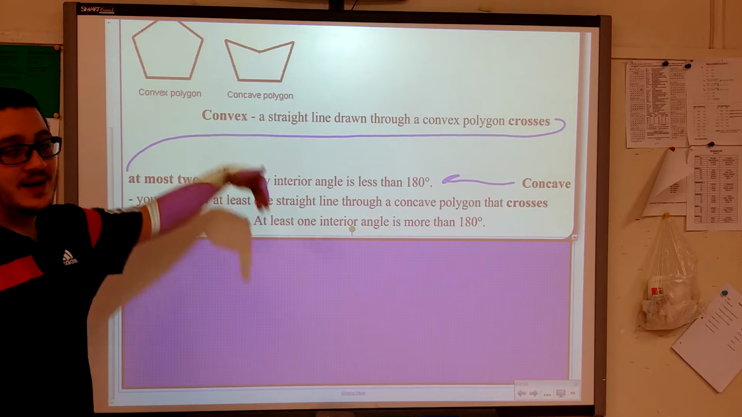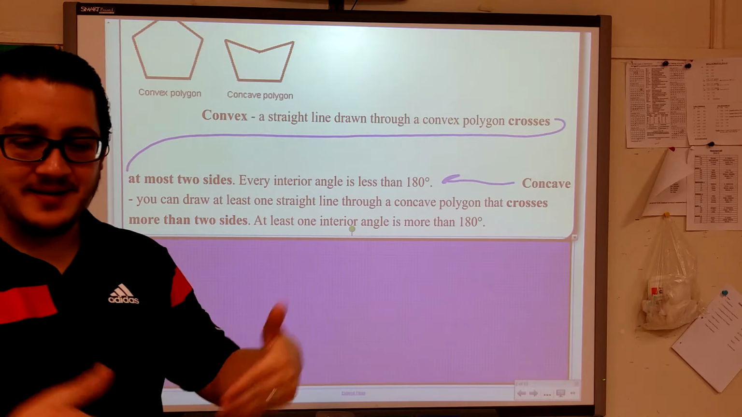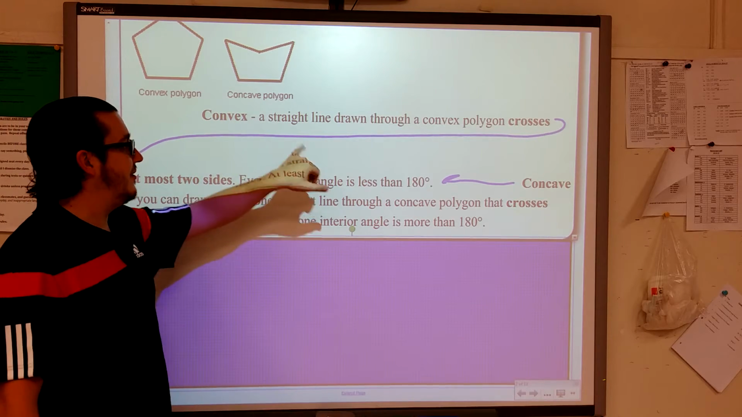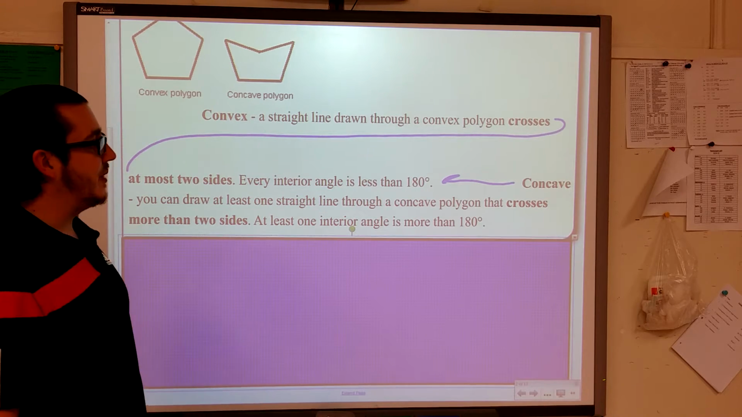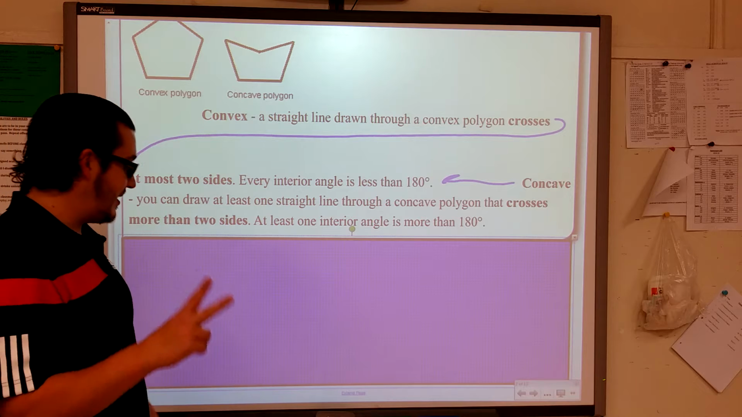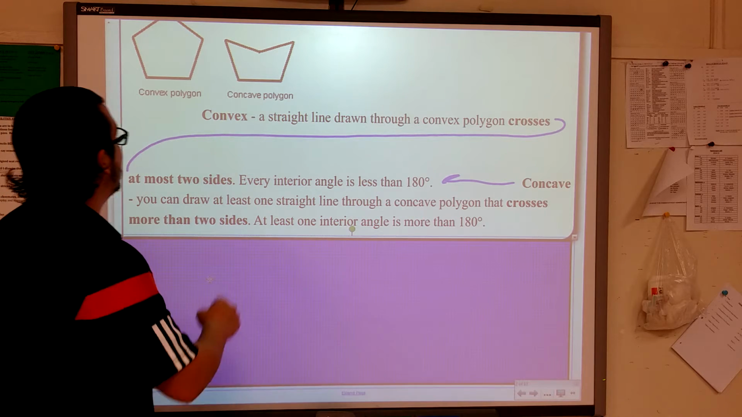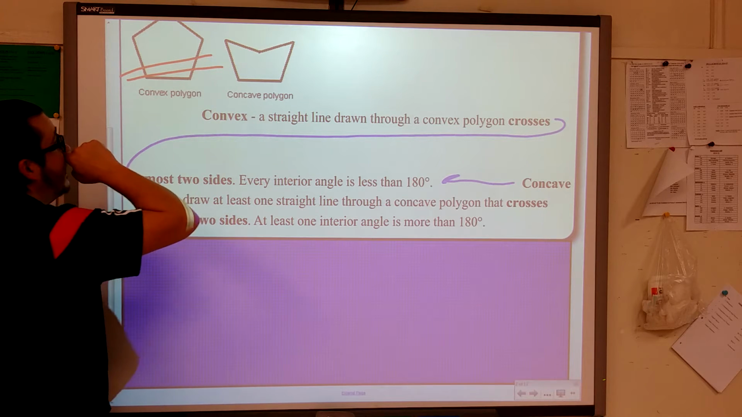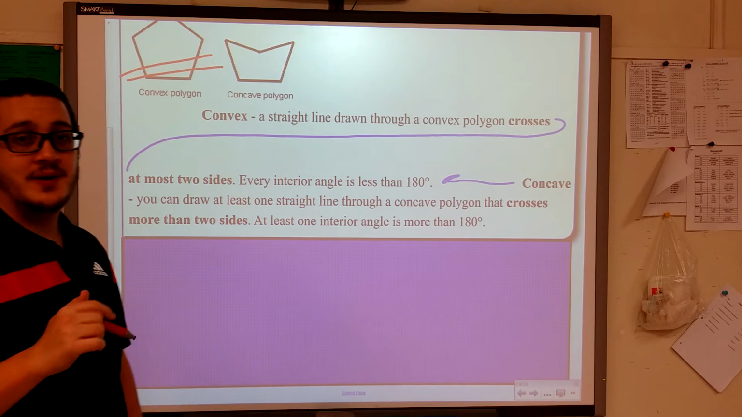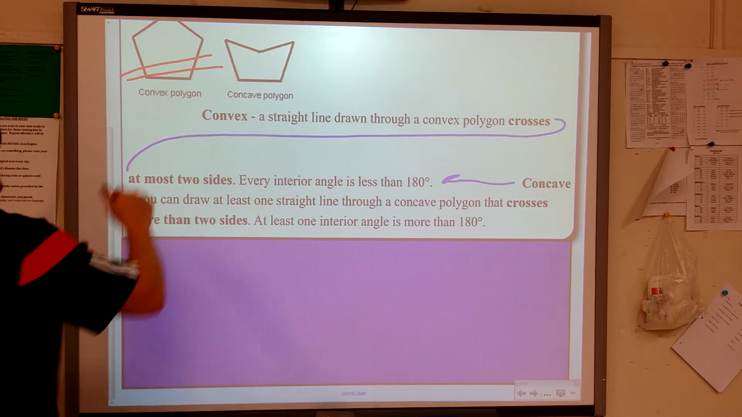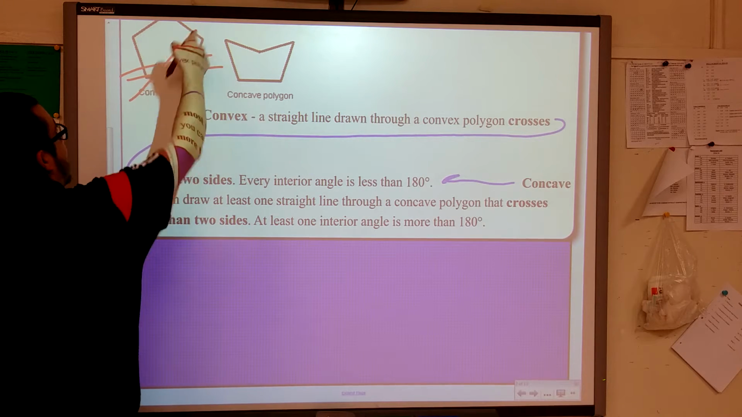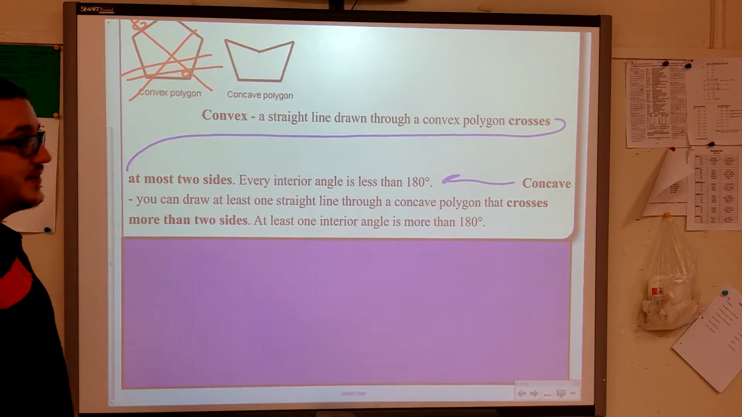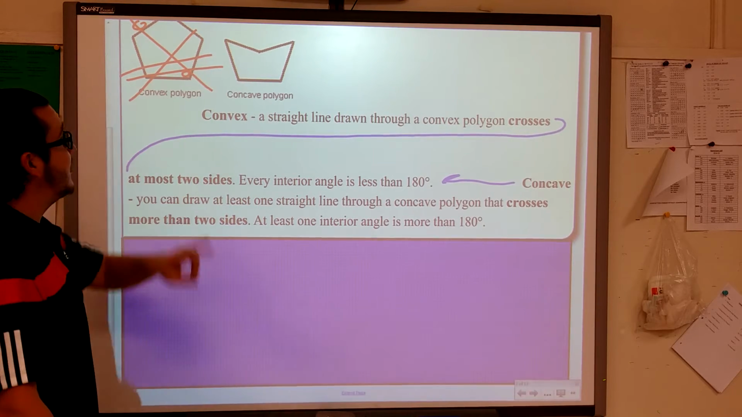Convex, concave. Concave means to cave in. Alright? Shape points in towards the south. So here's your definition of convex. A straight line drawn through a convex polygon crosses at most two sides. So what that means is when you're drawing, anytime you draw any line, you shouldn't ever intersect more than two sides when you draw a straight line. So no matter where I draw a line here, I'm only intersecting at 2 points.